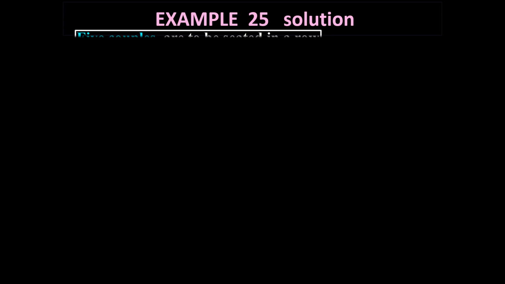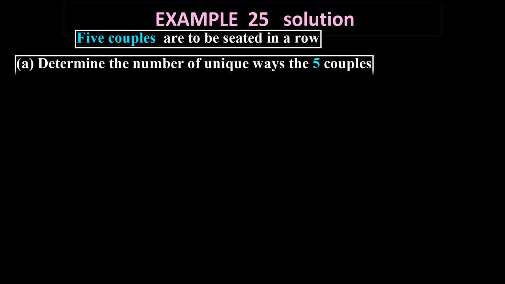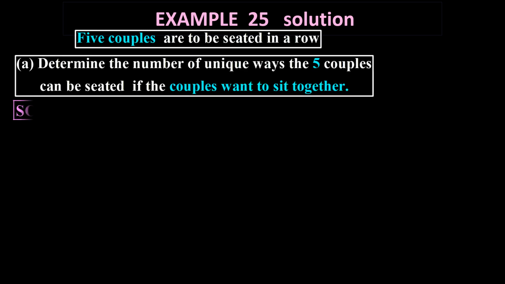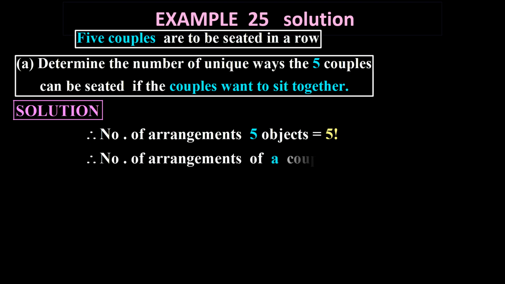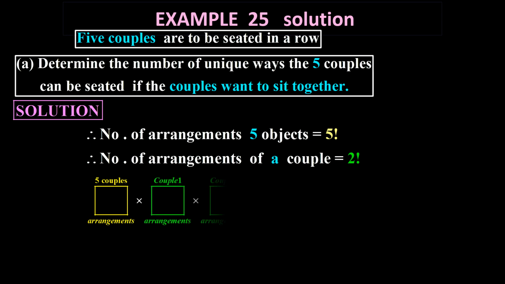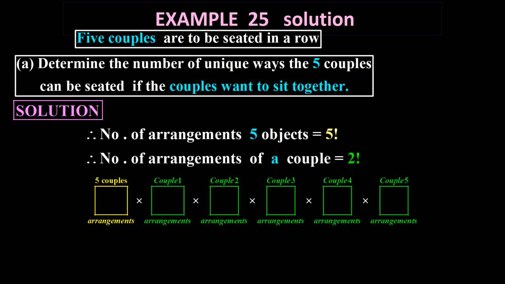Let's look at the first question there. We want to arrange the 5 couples, and the 5 couples can be arranged in 5 factorial ways. But each couple itself consists of 2 people. You can have the husband and the wife, or you can have the wife and the husband sitting. So couple number 1 can switch in 2 factorial ways, and couple number 2 can switch.